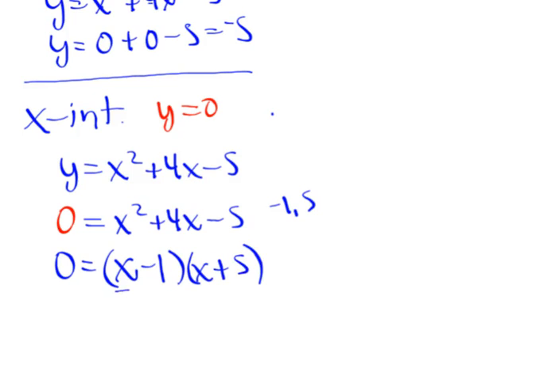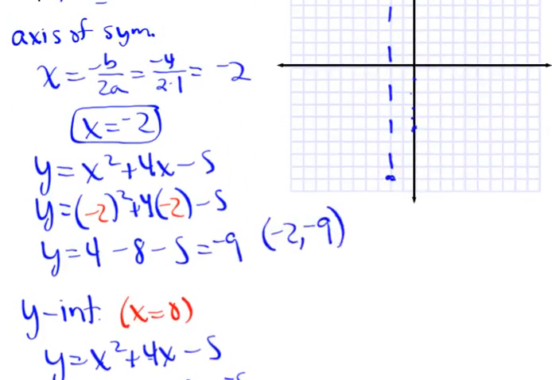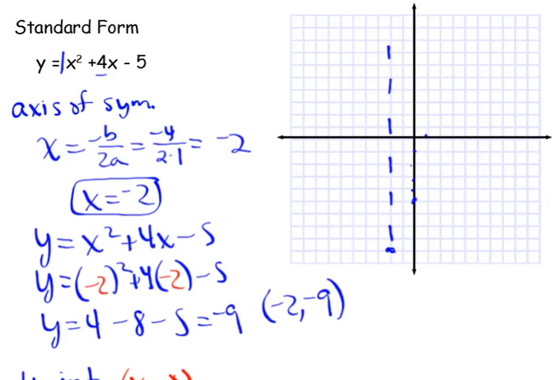And then we say, what value of x makes x minus 1 equal 0? Well, if x is 1, 1 minus 1 would give me 0, so that works. What value of x makes this expression 0? Negative 5, because negative 5 plus 5 equals 0. So our x-intercepts are positive 1 and negative 5.